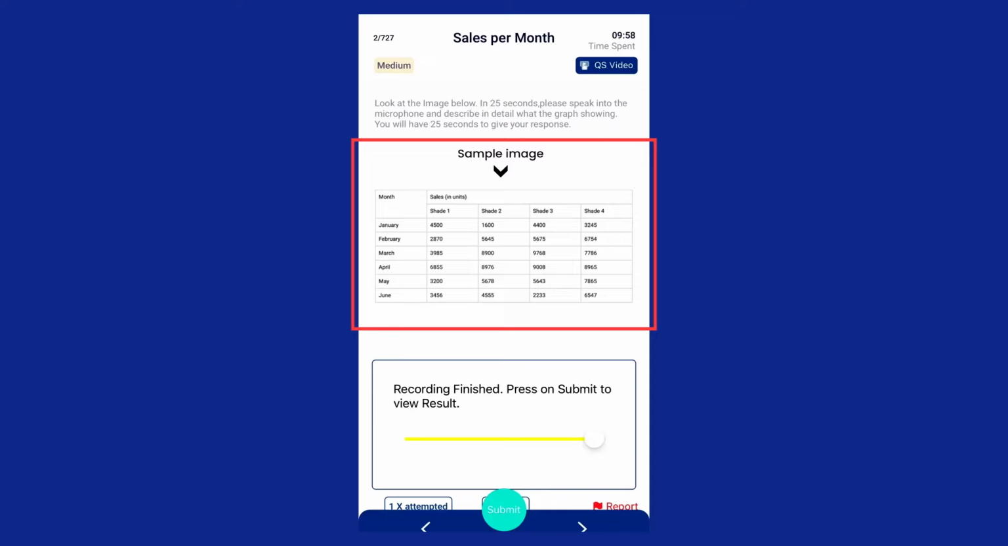Let's say one image is given to 1,000 different students and we assume all the students are giving the right answers. No two students can have the same answer. Each and every student will have different answers, but what all the students will have in common are the keywords from the image. Let's say all the students have been given this image. Each and every student will have keywords like month, January, February, March, April, or shade 1, shade 2, shade 3.